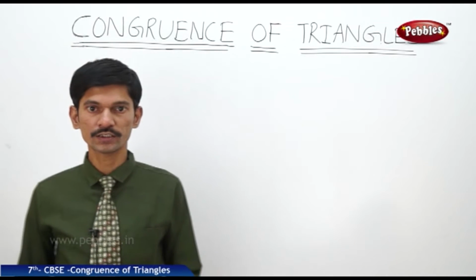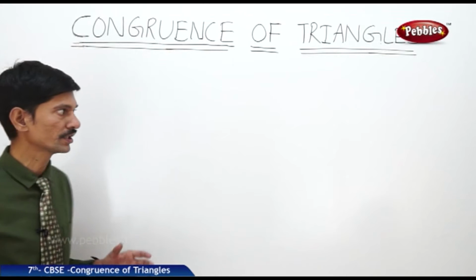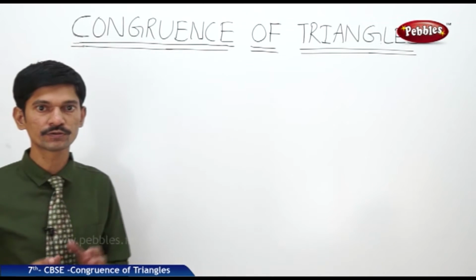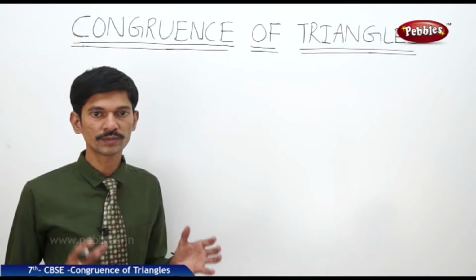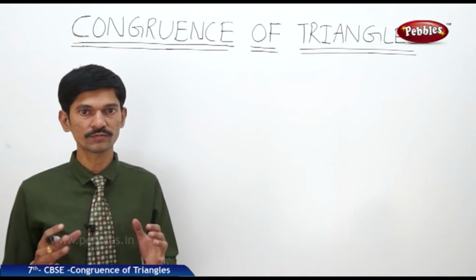Now we are going to learn the important concept of geometry, that is congruence criterion. Now what are the congruent objects? If you observe any two postal stamps of the same denomination, they look like the same shape and also the same size.